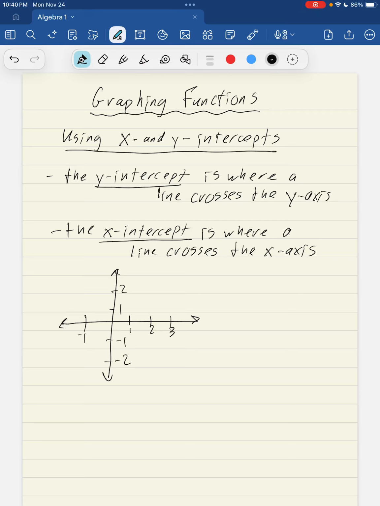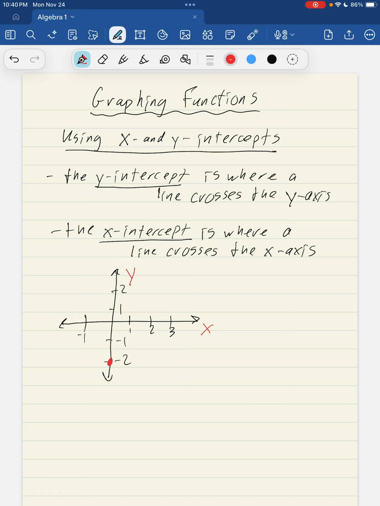Welcome back, and this lesson is about graphing functions using the x and y intercepts. With these, we have to understand that the y-intercept is where your line or your function crosses the y-axis, and your x-intercept is where the line crosses the x-axis. Real quick, the axis that goes left-right is your x, and the axis that goes up-down is your y. Again, the intercepts are where your line is going to cross those axes.